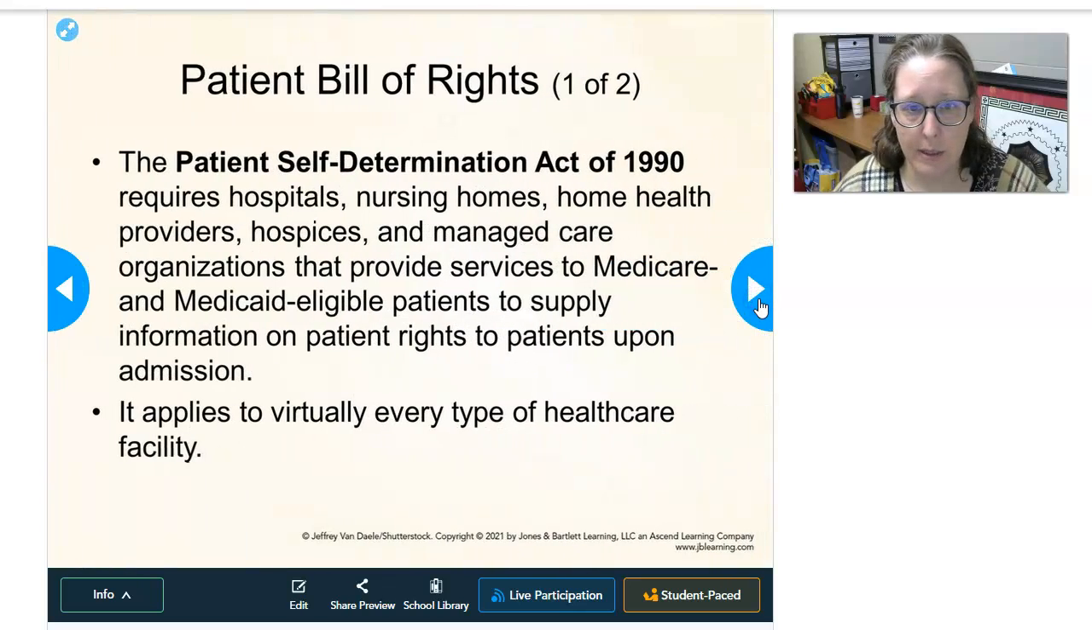And lastly, we're going to talk about the Patient Bill of Rights. So the Patient Self-Determination Act of 1990 requires that hospitals, nursing homes, home health providers, hospices, and managed care organizations that provide services to Medicare and Medicaid eligible patients, they have to supply information on a patient's rights to the patient upon admission. So that's usually one of the many forms that you sign when you're admitted into a hospital or nursing home or home health or whatever. And it applies to virtually every type of healthcare facility.